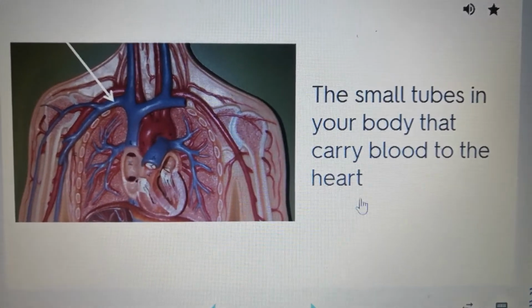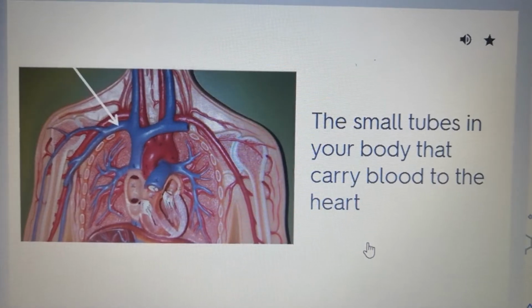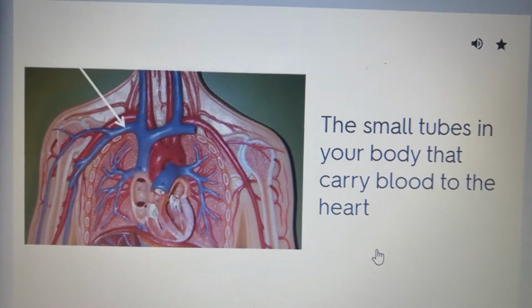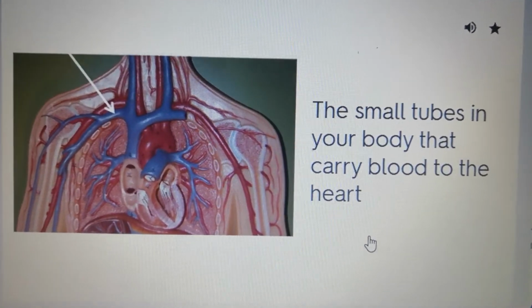Hope you understand this. For example, Sasha could see tiny blue veins under her skin. So veins are usually blue.